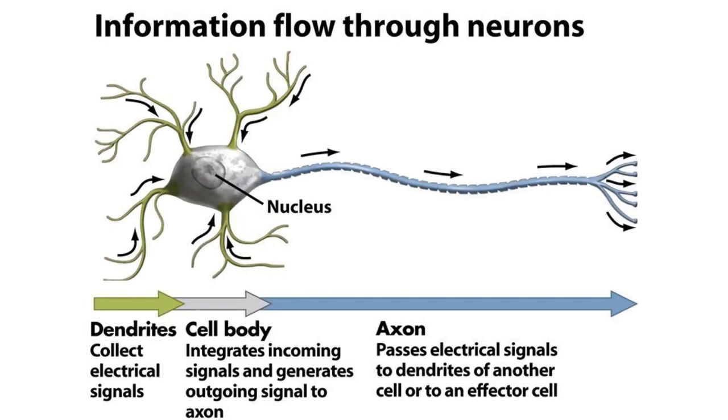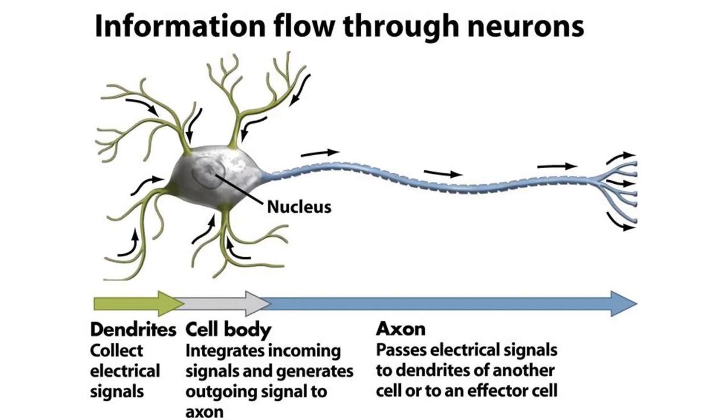Information flow through neurons. Okay, so they are showing how information is flowing through a neuron. It starts from dendrites. Okay, so dendrites actually collect electrical signals.